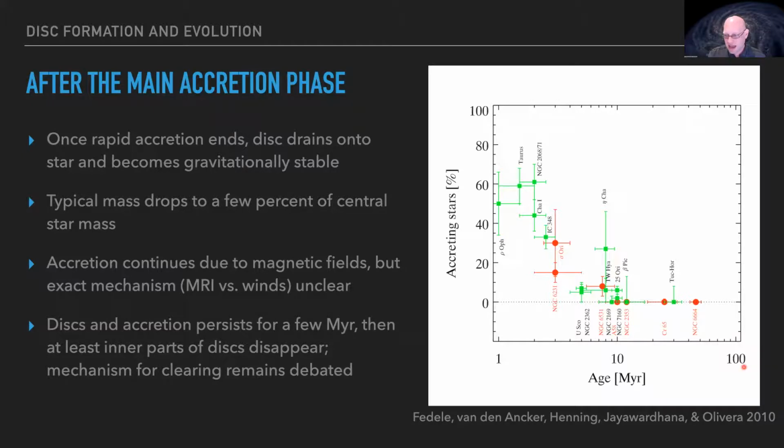On the x-axis is age of different star clusters, and on the y-axis is percent of stars that show accretion. And what you can see is that there's this drop-off from most stars at ages of 1 to 2 million years to almost none by the time you get to 10 million years. So the e-folding time for this is a few million years. After that point, at least the inner parts of disks have disappeared. Exactly what mechanism does that is still debated.